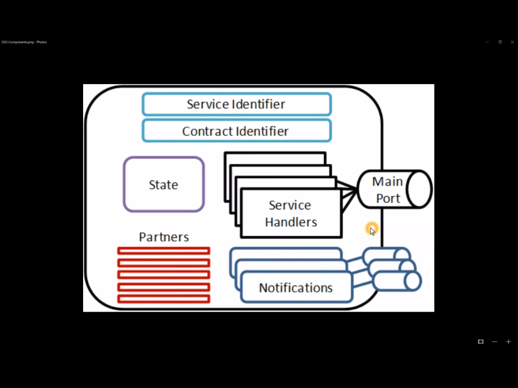Last but not the least is the ports. And there are two types of ports: first, the main port, and the other, notifications ports. The main port is also sometimes referred to as the operations port. Let's take the example of the measurement update service. The measurement update service defines the operations of providing the measurement updates and would accept messages of type measurement updates on its main port.